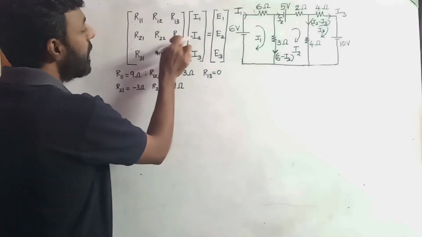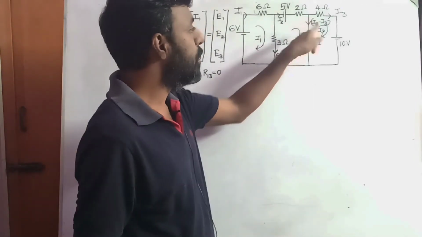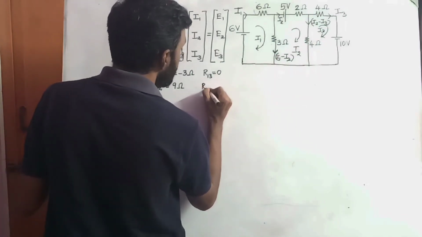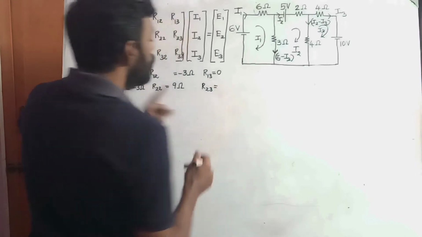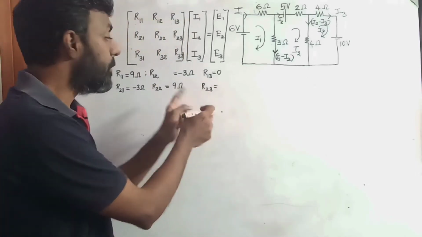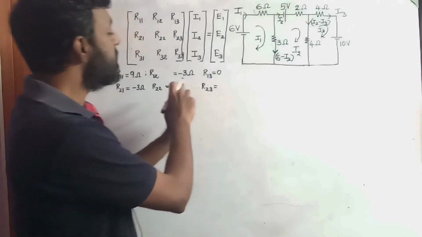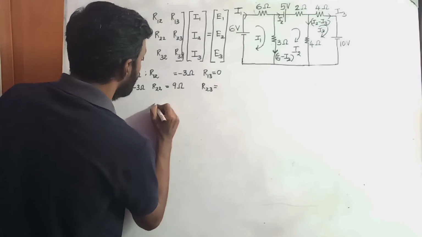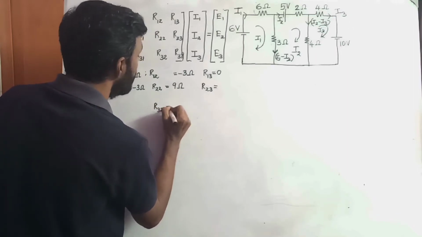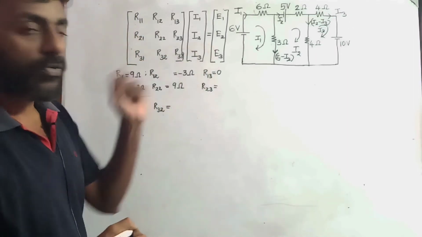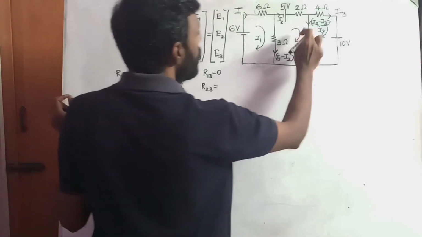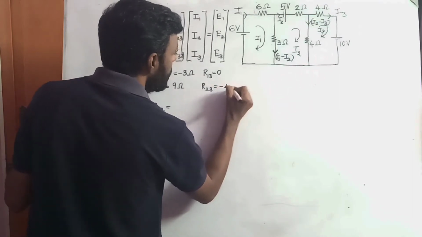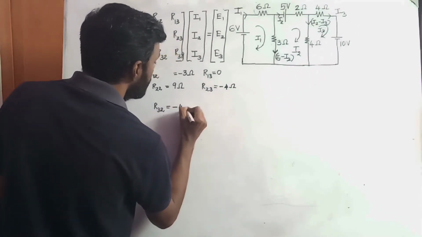And next one is compartment 2 and 3. Resistor value for compartment 2 and 3: R of 2, 3, and I can interchange the compartments. Similarly, resistor value for compartment 3 and 2, R of 3 and 2. Both will have the same value, but they have a negative sign attached in front. R23 common resistor value is 4 ohms, so it will be minus 4 ohms.